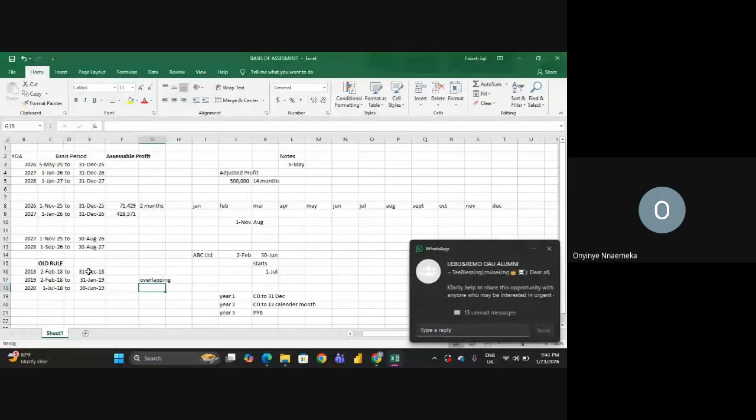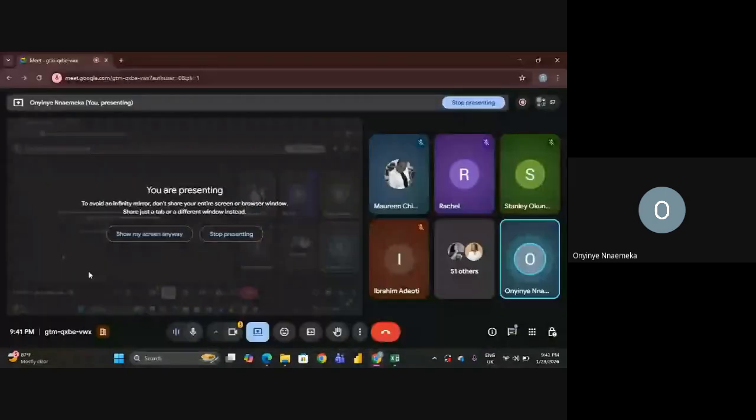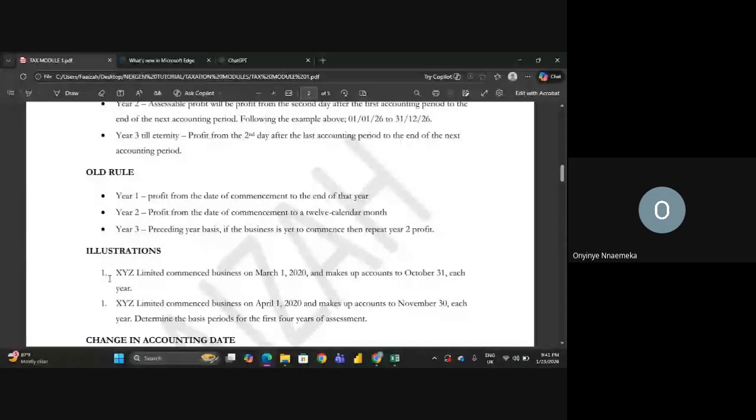So I'm taking just a question. Do you have any question before we move? We are moving. And before we move, please, everybody, do illustration 1. Give me the first 3 years of assessment. Use the new rule first. We already did illustration 1. The second one, we are going to use as a practice question. After illustration 1, we are moving to the change in accounting date.